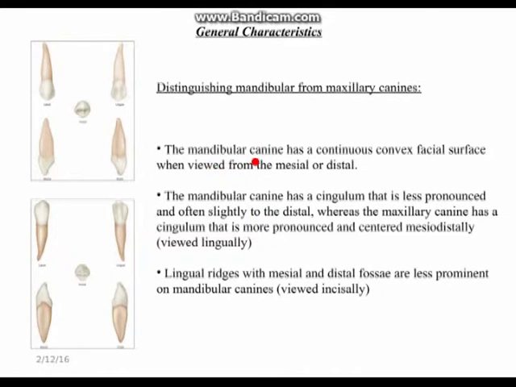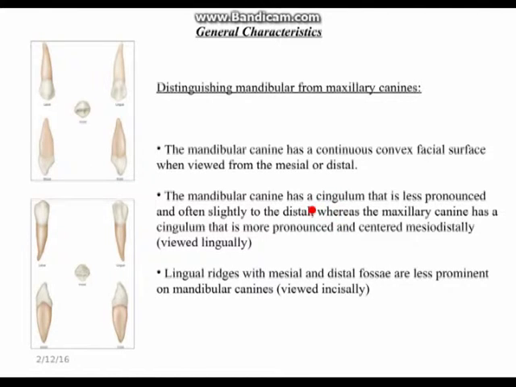The mandibular canine has a continuous convex facial surface when viewed from the mesial or distal. This is the mandibular canine, and it has a continuous convexity. You can just see how convex it is and how continuous it is. It does not stop.